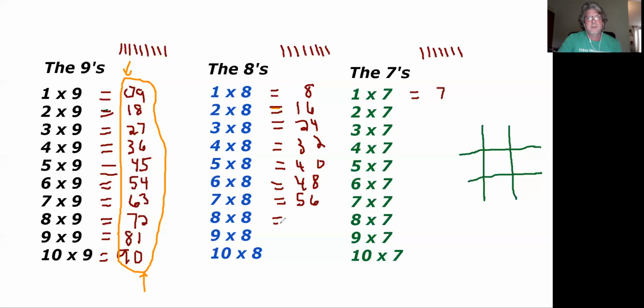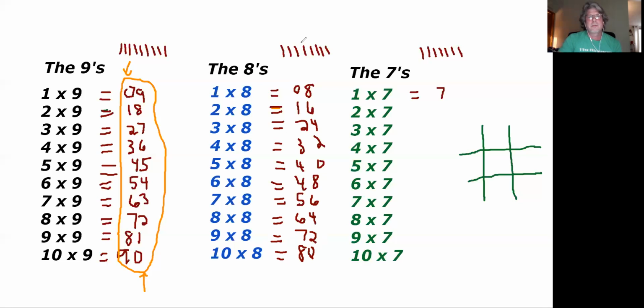8 times 8 turns into 64. And 9 times 8 is 72. And 10 times 8 would be 80. So if I was counting by 8s, again, we have a pattern that appears. Again, if I put a little 0 up here, it's very similar to the 9s.